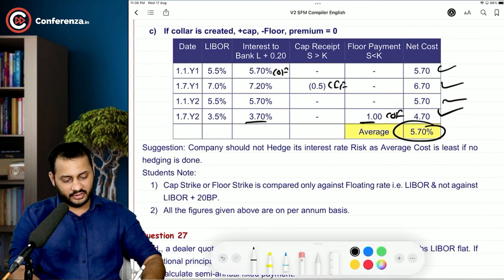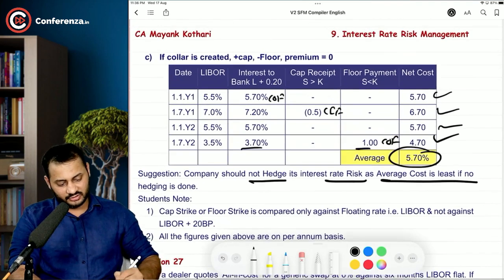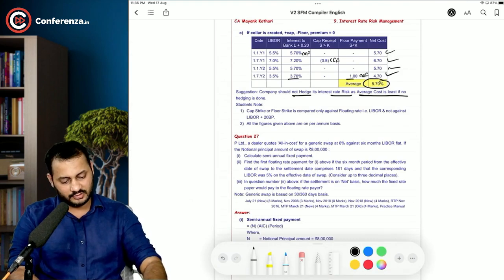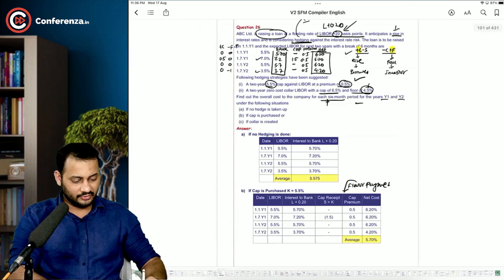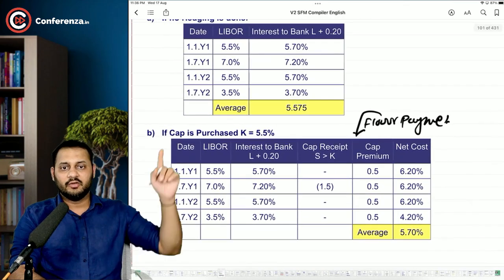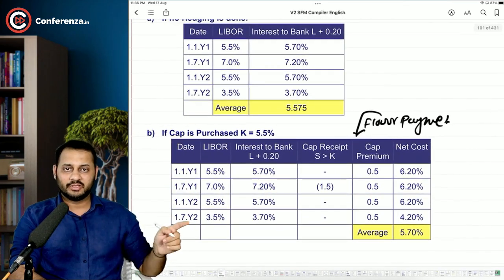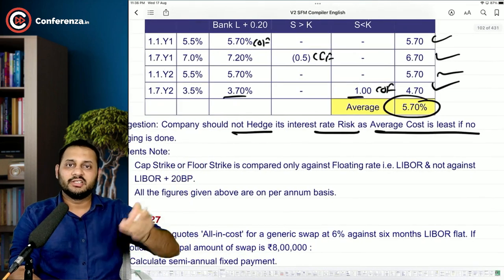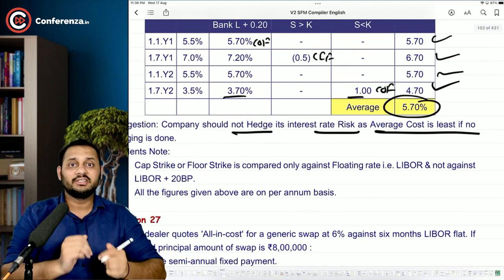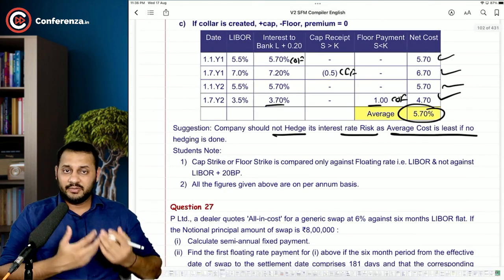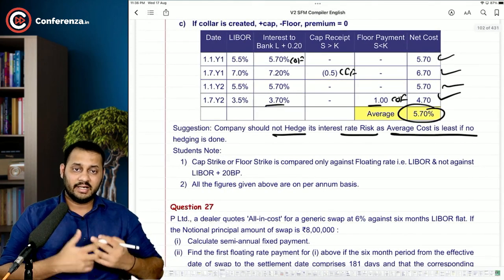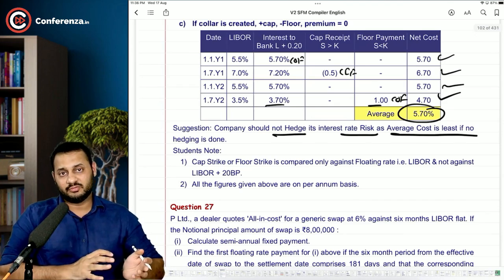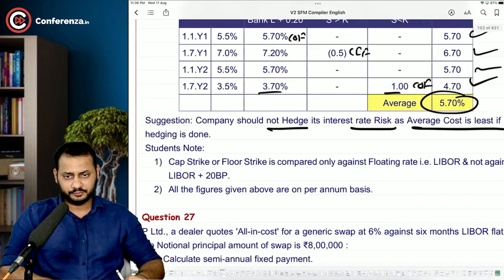Suggestion: the company should not hedge interest rate risk as the average cost is least if no hedging is done. That's the matter. After doing all this exercise, you are saying that we are not going to take it. 5.575 is the average, 5.7 is the average annual cost, and 5.7 here as well. So no hedging is preferable because the cost is least in that case. It means that you're not getting benefit by making a payment for premium. Premium cost is higher than the benefit of cap and floor.